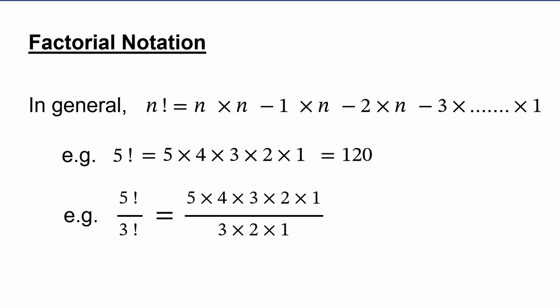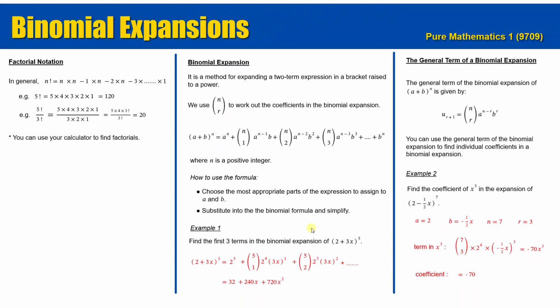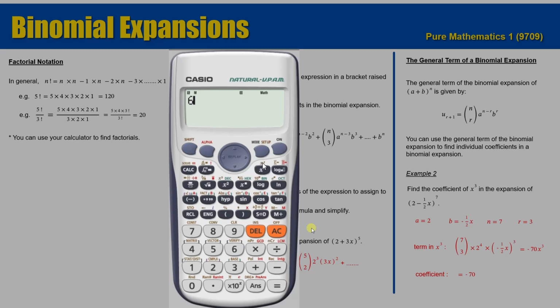Or you can express 5 factorial as 5 times 4 times 3 factorial, because the 3 times 2 times 1 is essentially 3 factorial. And this is over 3 factorial. Then we can cancel out the 3 factorials and we get the answer as 5 times 4, which is 20. Now, it's important for you to know that you can use your calculator to find factorials. For example, if I type in, say, 6 factorial, I get my answer.